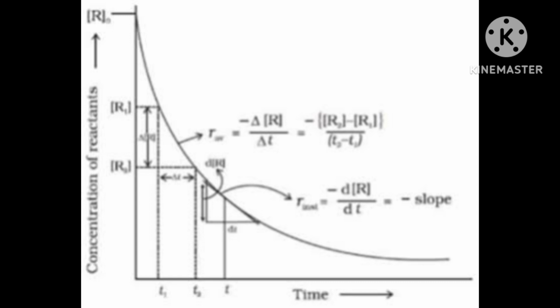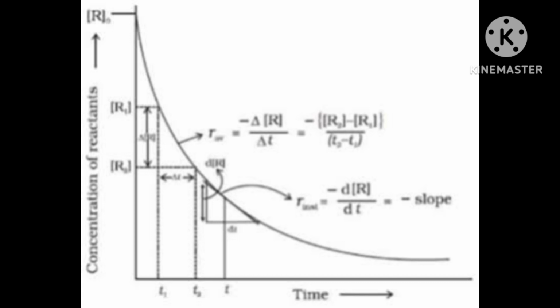This is called a small r. R means the rate of the reaction, denoted by small r. This is called the average rate, R-A-V-E, in short you can write R average, and it is equal to minus (R2 minus R1) divided by delta T. This is the slope value, tan theta, which is perpendicular by base, but there is a negative sign outside because concentration is decreasing.